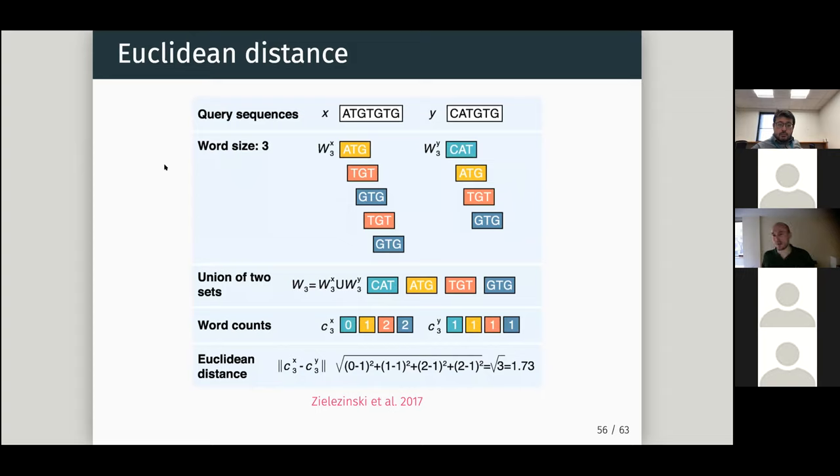So I don't know how many people are familiar with the idea of k-mers. What do you think, Matt? I'm still using you as a proxy of the group. Pardon? Sorry, I was distracted by something. I was just curious to know how many people in the group are familiar with the idea of k-mers.